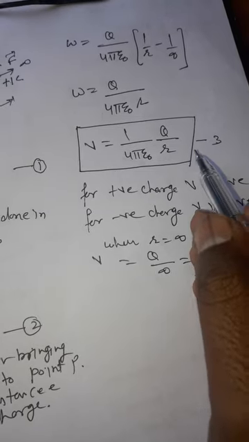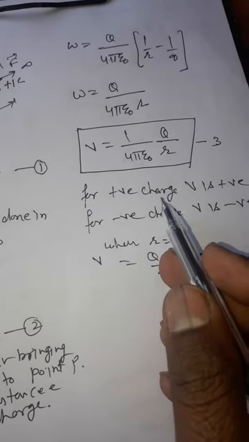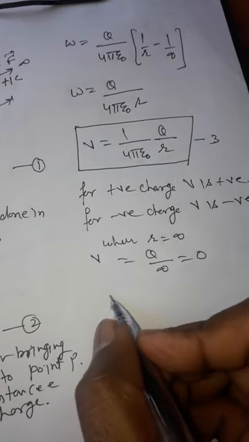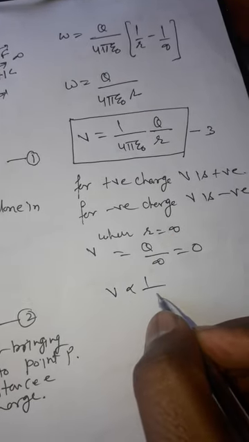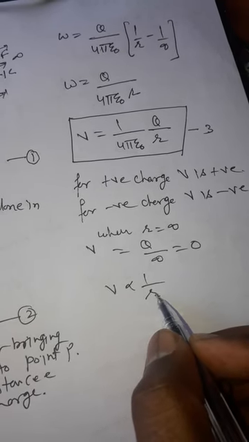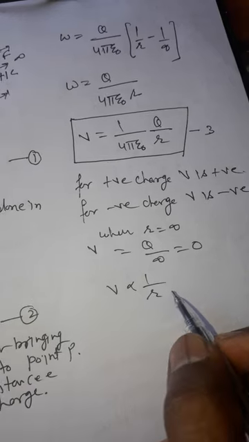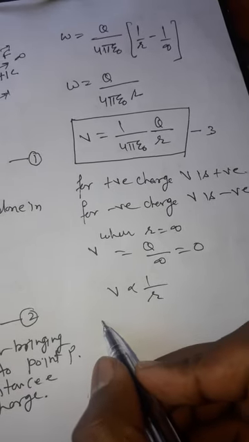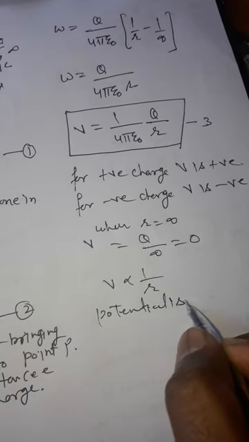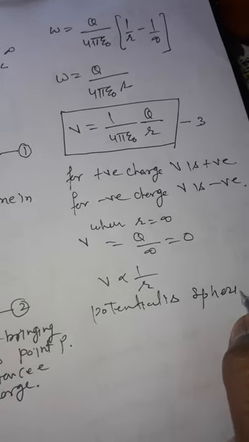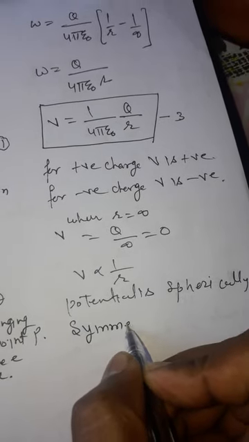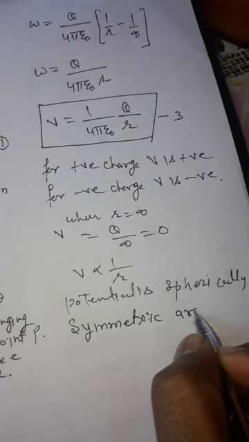Also from this equation it is clear that V depends on r, that is, at a particular distance from the charge the potential remains the same. So we can say potential is spherically symmetrical around a charge.